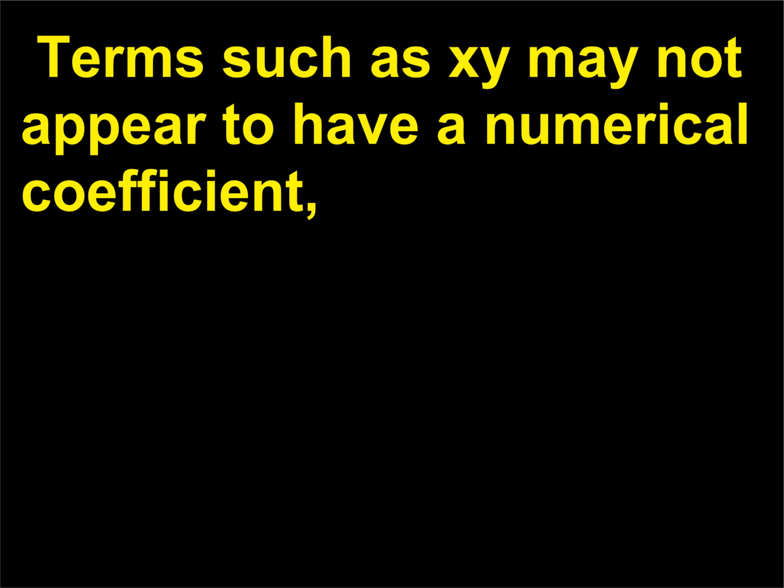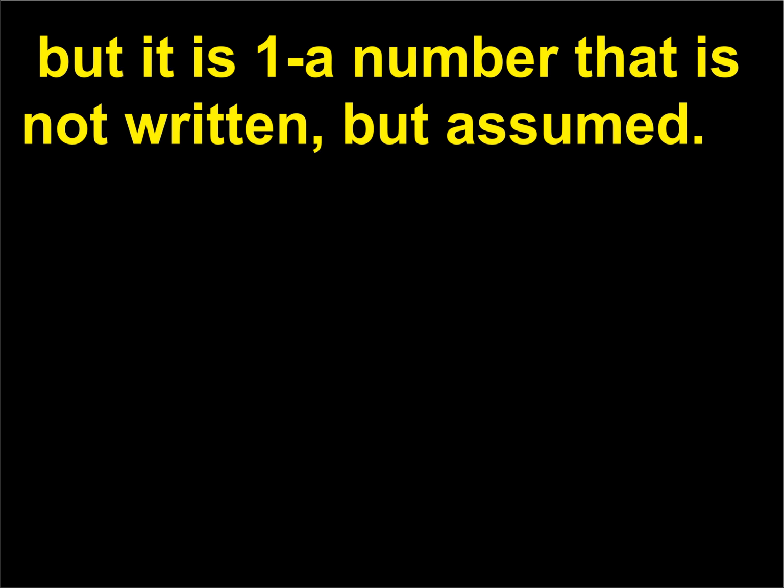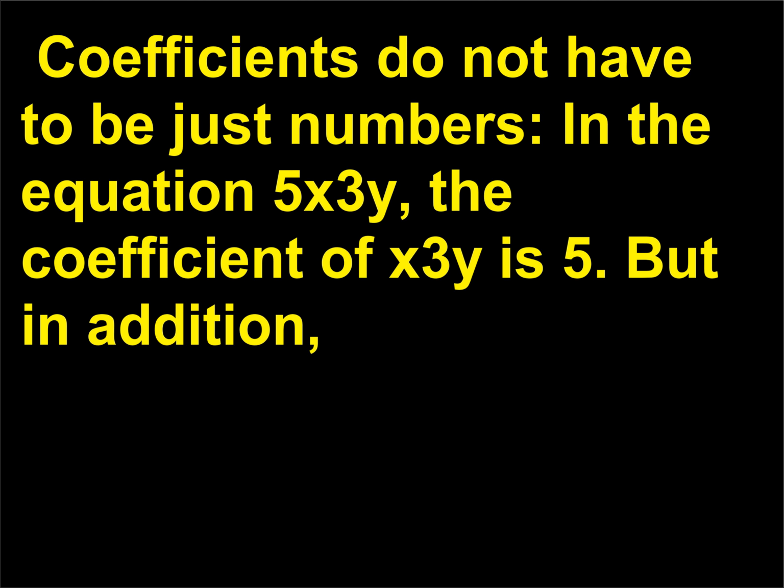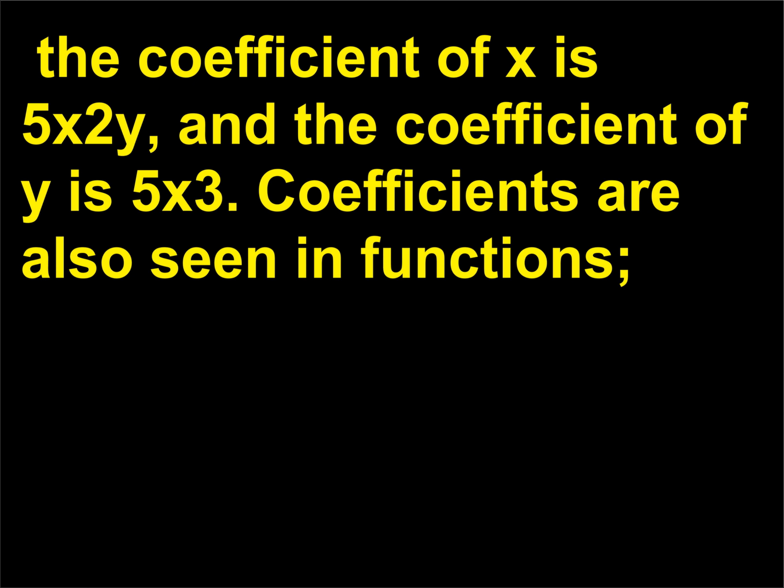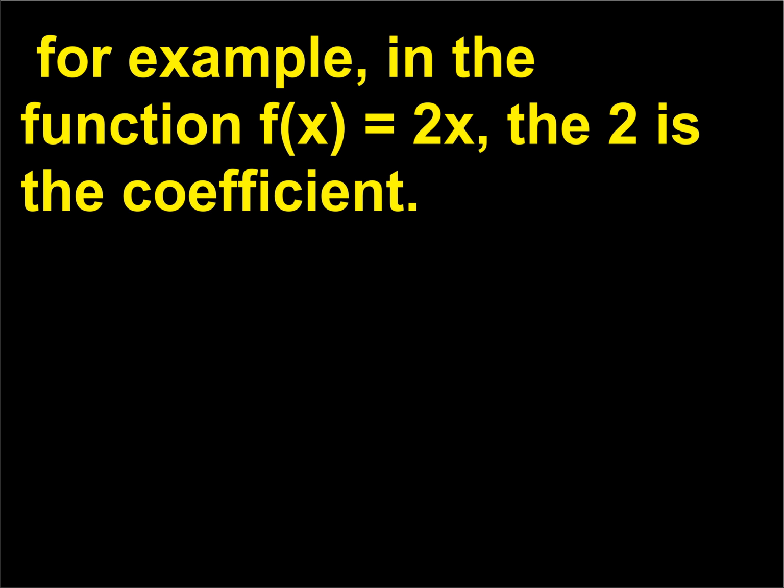Terms such as xy may not appear to have a numerical coefficient, but it is a number that is not written, but assumed. Coefficients do not have to be just numbers. In the equation 5x^3y, the coefficient of x^3y is 5. But in addition, the coefficient of x is 5x^2y, and the coefficient of y is 5x^3. Coefficients are also seen in functions. For example, in the function f(x) equals 2x, the 2 is the coefficient.